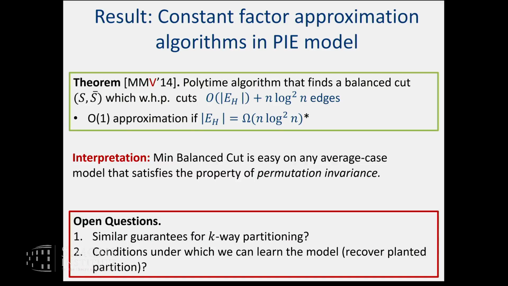And so there are quite a few open questions here. This is just the first, and potentially there are multiple things that you could do. You could ask for guarantees for k-way partitioning. And one thing that we would really like to do, but we don't quite know how to go about it, is recovering the communities when the graph comes from some kind of a distribution that is permutation invariant. What kind of properties should you assume about the average case distribution so that you can actually recover the communities as well?